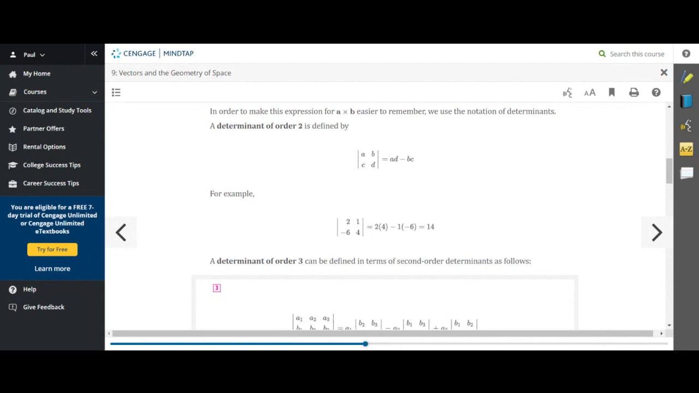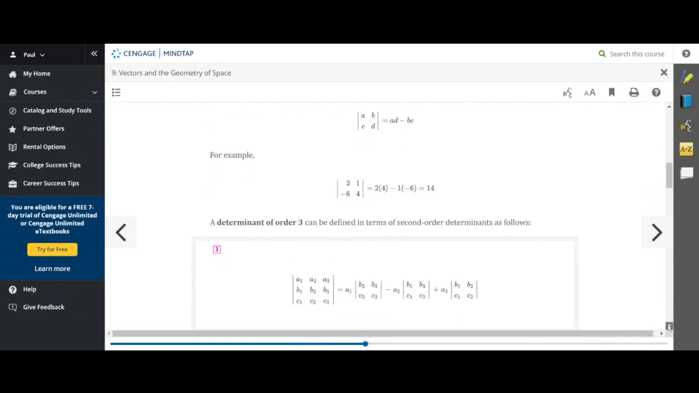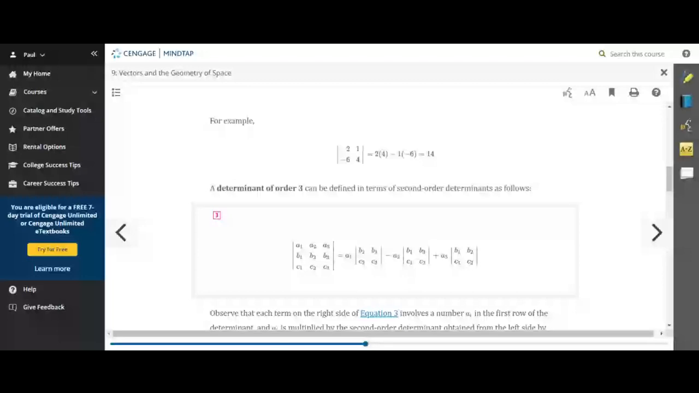Well, it turns out that if we consider a determinant of order 3, then this is going to allow us to get that complicated formula. Here's a 3 by 3 matrix, and the determinant of order 3 is defined this way. Now let me show you how they get this, just so you know. That might be hard to remember too, right?